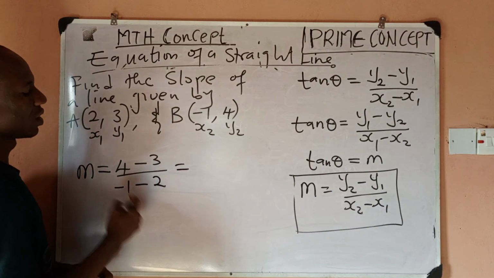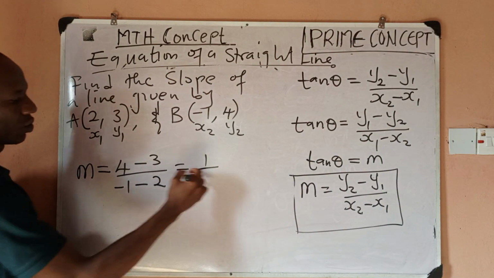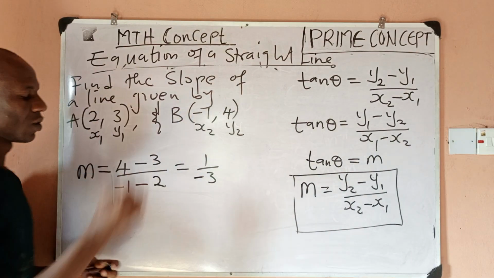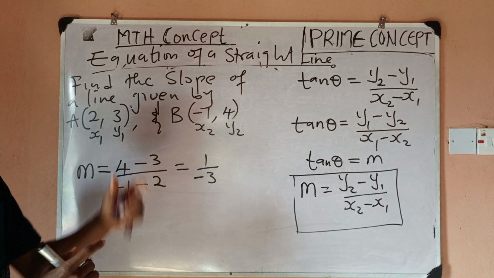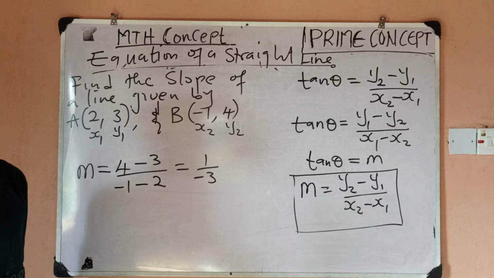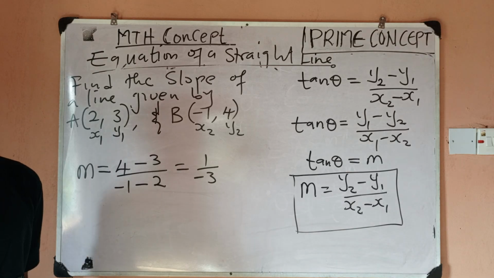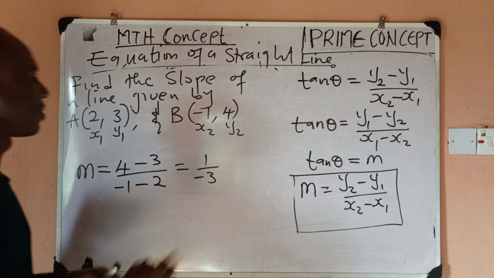So this would give me 4 minus 3 is 1, and -1 minus 2 is -3. So you can see that in this case, my slope is what? Negative 1/3. Right? So which means that the angle is actually going to be what type of angle? An obtuse angle. So this is our slope. I believe this is clear.